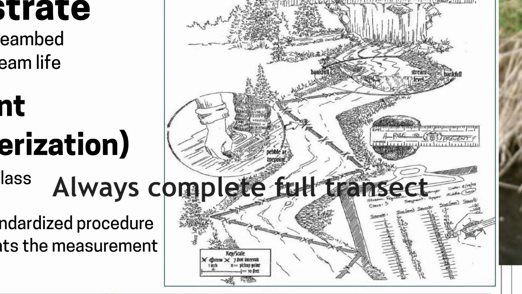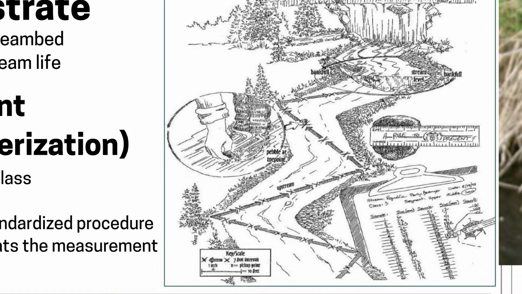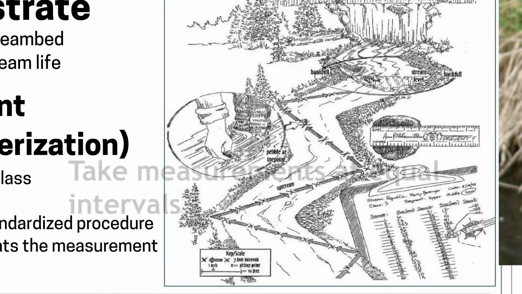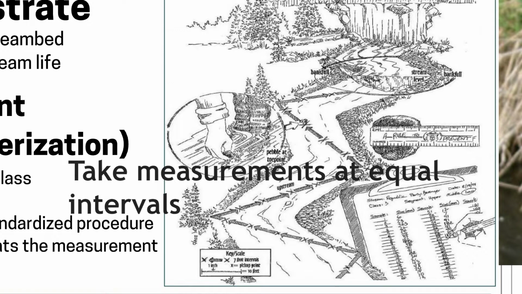Second is that you must complete a transect from ordinary high water mark on one bank to the ordinary high water mark on the other bank. You can't stop sampling in the middle, even if you reach your 50th sample. Third, the spacing between each sample must be about the same. That is, your steps should be the same length. On a big, wide stream, your steps can be longer than on a narrow stream.